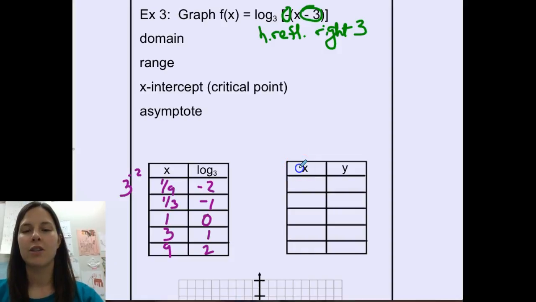Using those transformations we identified, we had a horizontal reflection, which multiplies our x by a negative, as well as a shift right 3, which will add 3 to our x values. All of our y values will remain the same. We didn't have any vertical changes to this graph.